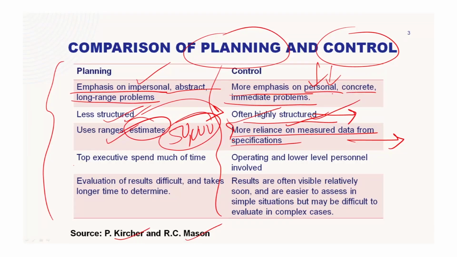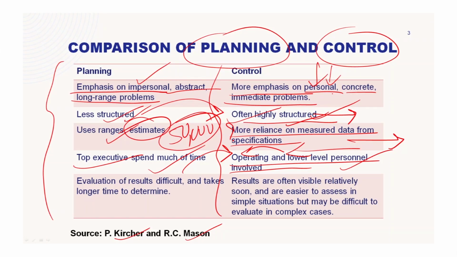Next one, top executives expend much time on planning, whereas operating and lower level personnel are more involved in the controlling activity. The planned activity, obviously, is taken by the top level managers.